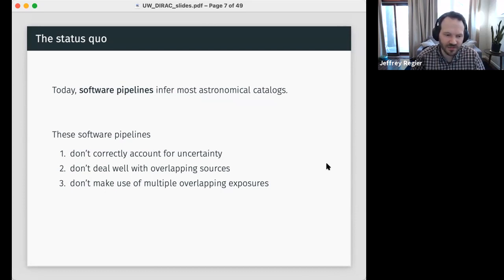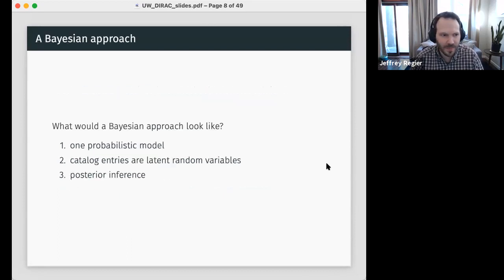I mean, they can make use of co-addition images, but it's not in a rigorous, data-efficient type of way. So these are the drawbacks of the status quo. And these are reasons I'm excited about probabilistic approaches to cataloging.